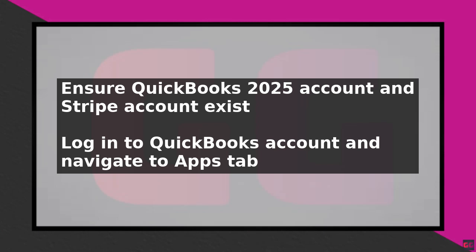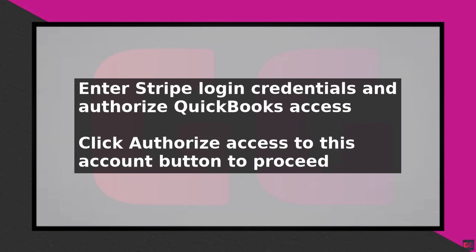Next, you will be redirected to the Stripe login page, where you will enter your Stripe login credentials. After logging in, you will be asked to authorize QuickBooks to access your Stripe account. Click the Authorize Access to this account button. You will then be redirected back to QuickBooks, where you can configure the connection settings.